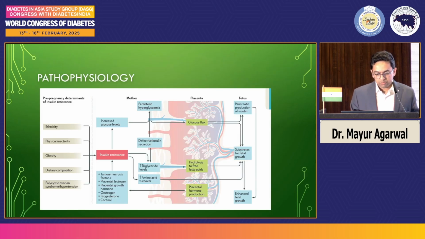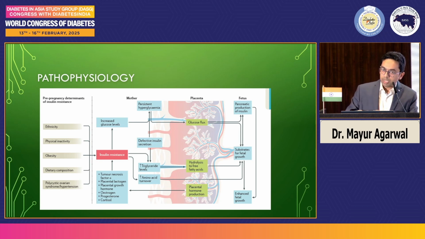This is the basic pathophysiology. Again, I am not going into detail. Because of the insulin resistance, you have higher blood glucose which goes via the placenta to the baby, which stimulates the pancreas, leading to beta cell hyperplasia. That is why the baby will develop hypoglycemia after the birth.